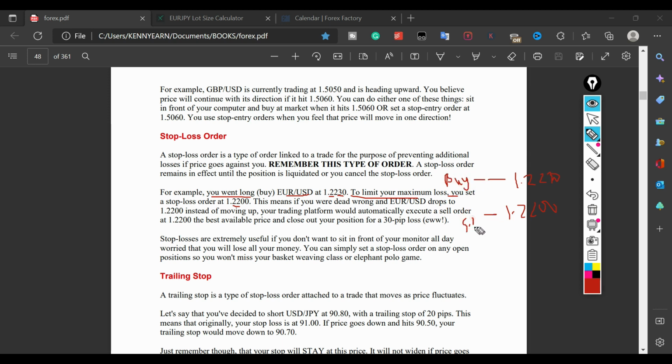And then instead of moving up your trade, your trading platform would automatically execute a sell order at 1.2200. That's the best available price to close out your position for a 30 pips loss. So instead of the market going in your direction, the market tends to sell. Once it hits your stop loss level, automatically your broker is just going to close your trade for you. You don't need to do anything. Your broker is just going to close the trade for you and protect your remaining capital.